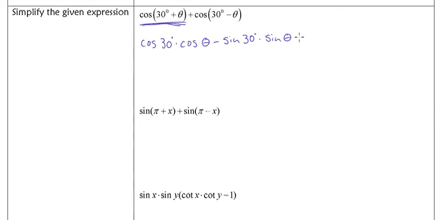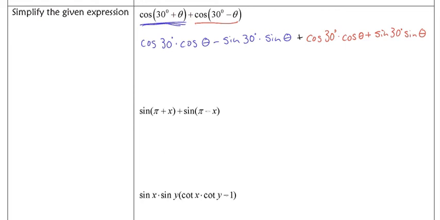Now to that, we're going to add, and we'll do this one in red, cosine of the quantity 30 degrees minus theta. So that's going to be cosine of alpha times cosine of beta, which is cosine of 30 degrees times cosine theta. And it's minus, so we're going to do plus here. So plus sine of alpha, sine of beta, so sine of 30 degrees times sine of theta. All right, so we've expanded these two, and now we just look for our like terms, simplify it all out, and we'll be good to go.